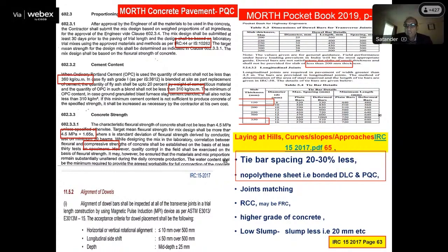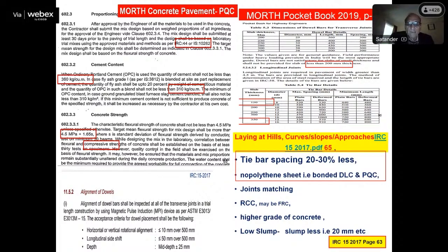Suppose you are making a road at the approaches, you have to use fiber also. You have to make RCC. Slump should be 20 mm. No polythene sheet. You have to go for bonded. At super elevation and at approaches, IRC 15, page 63, this is given there. Please follow on hilly area, curve, slope, approaches, bonded rigid pavement as we have done in the Bakhtiarpur project also.